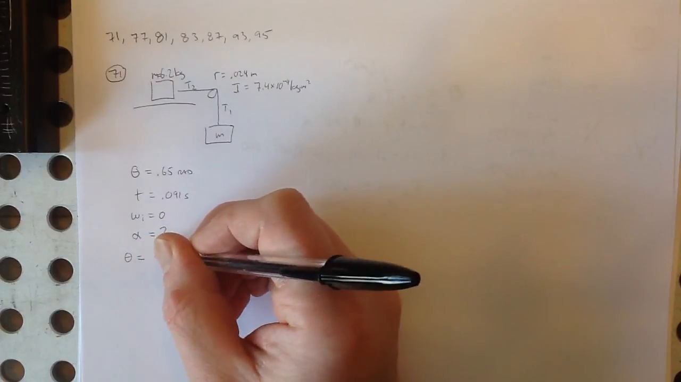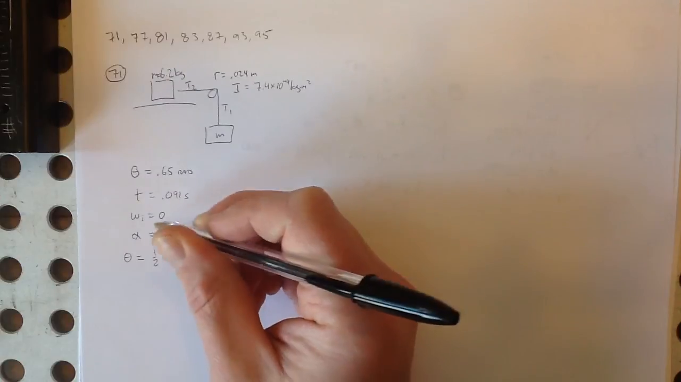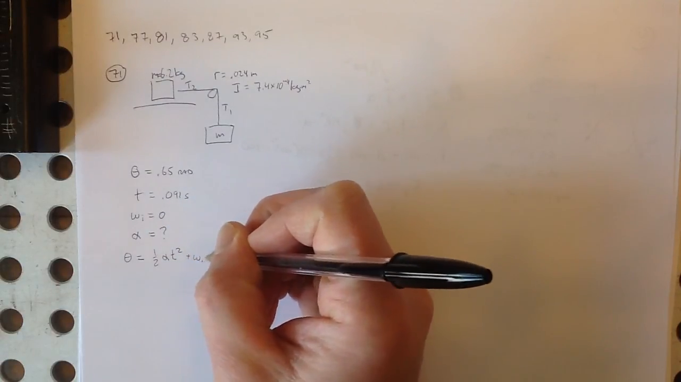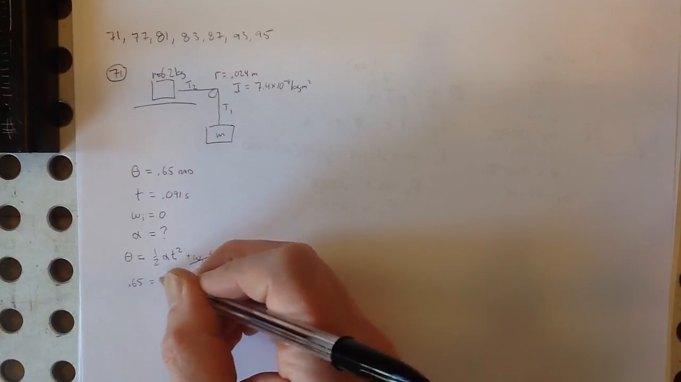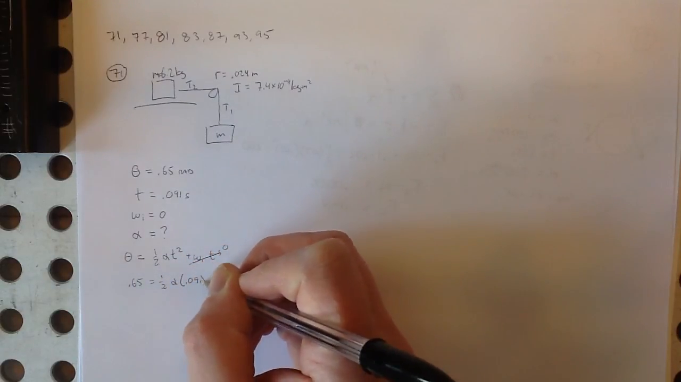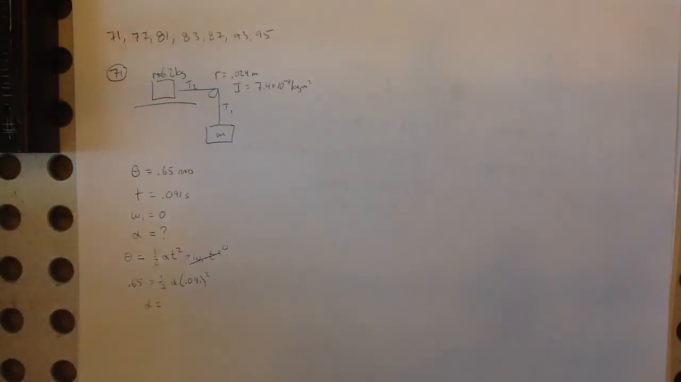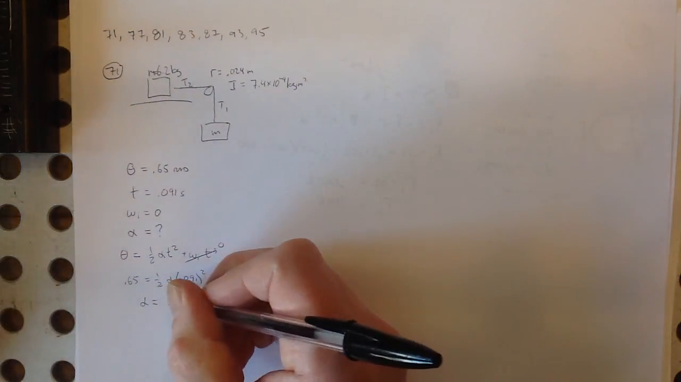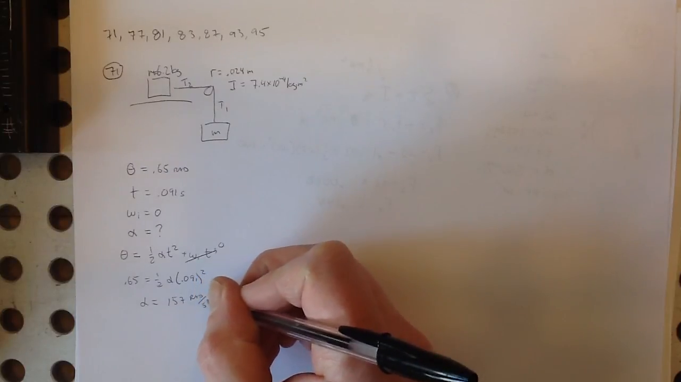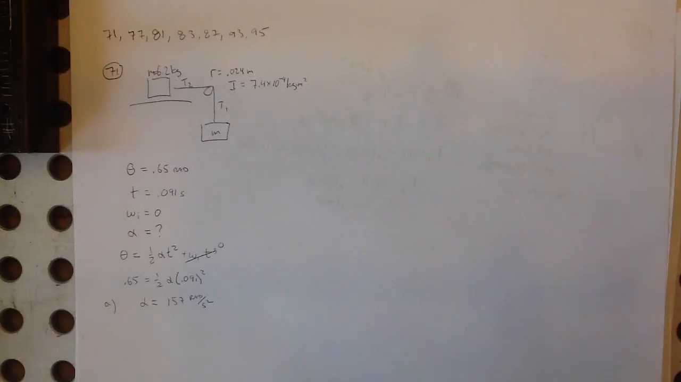Theta is equal to 1/2 alpha times time squared plus initial velocity times time, but that's 0. So plugging our values in here, 0.65 radians equals 1/2 alpha times time squared. We should be able to find alpha there. Let's do that. So 0.65, multiply the 2 up there, and then divide by 0.091 squared. That gives me 157 radians per second squared. And right off, that's part A, find the angular acceleration. And right off the bat in the book they have a wrong answer for that. Not really sure what they did wrong, but they have the wrong answers.